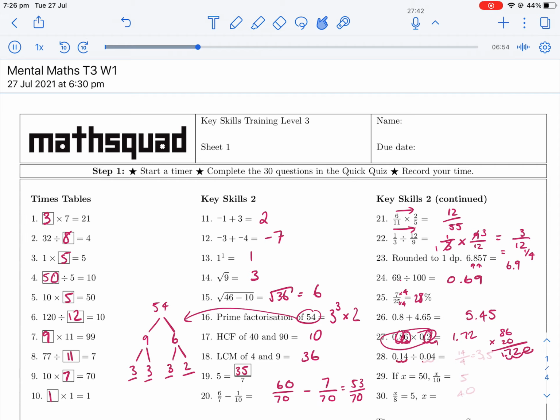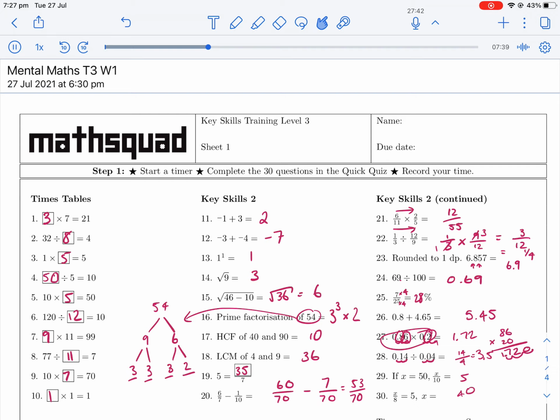Move your decimal point again, 2 spots for both. So 14 divide by 4. How many 4s in 14? Well, there's 3 4s in 12 and 2 out of 4 left over. 2 over 4 is the same as a half, so 3.5. If x is 50, 50 on 10 is 5. And 5 eighths are 40. 40 divided by 8 is 5.